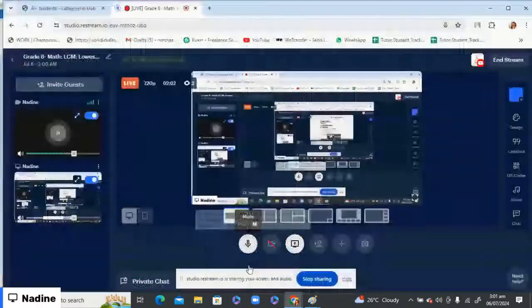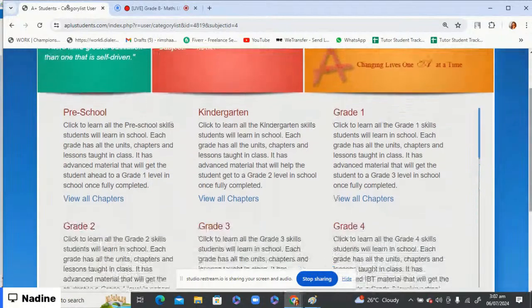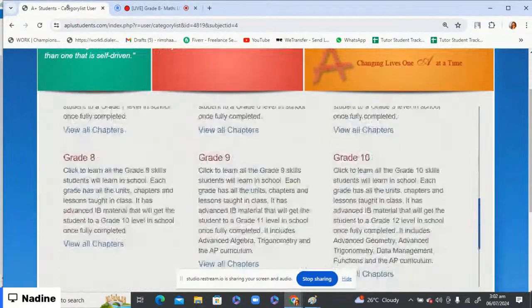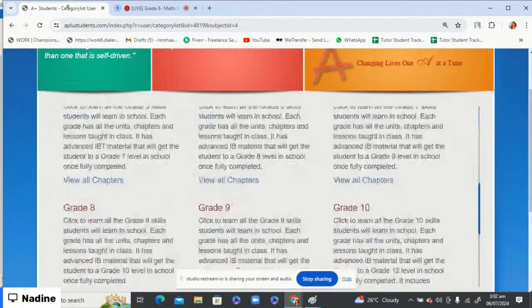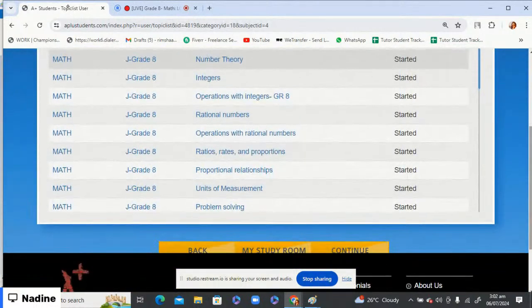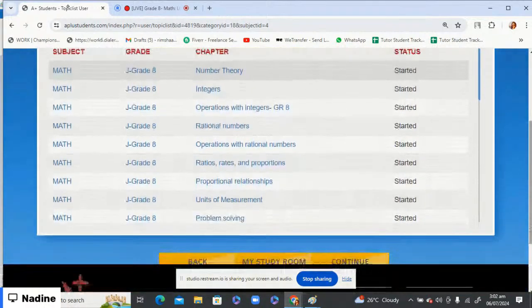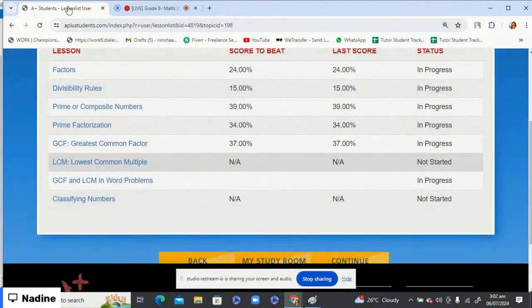So let's just start it. You can find all the lessons on aplusstudent.com. You have to log in using the email and passwords provided by the administrators. Go to the subject tab. Here are the grades. Scroll down. Here is the grade 8 maths. These are the list of chapters and lessons. Today we start firstly with number theory. We click on it and continue. Here are the lessons. Only 3 lessons are left. The first one we cover today is lowest common multiple.